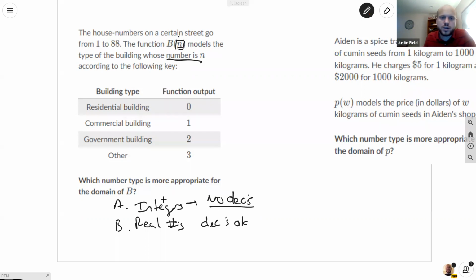integers. So there are integers for the building numbers, and if they go from 1 to 88, then our domain is going to be 1 is less than or equal to x, which is less than or equal to 88. There you go. All right.